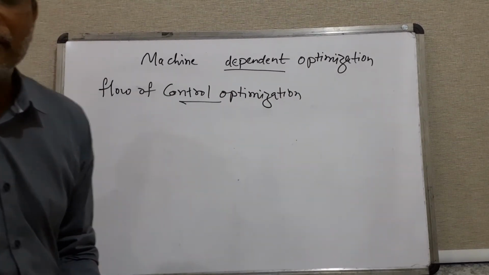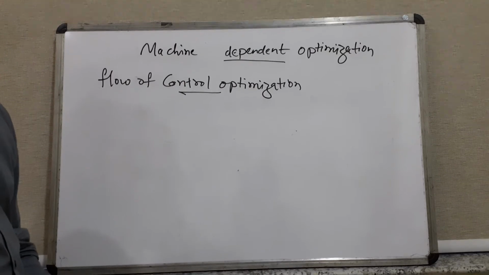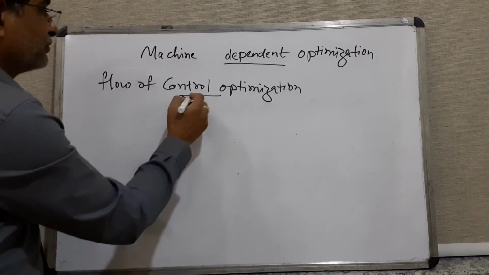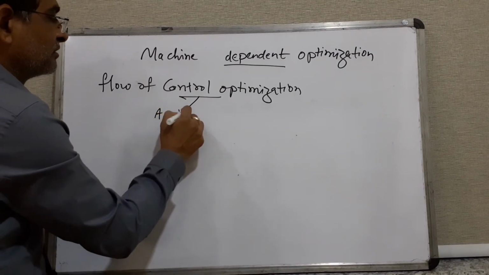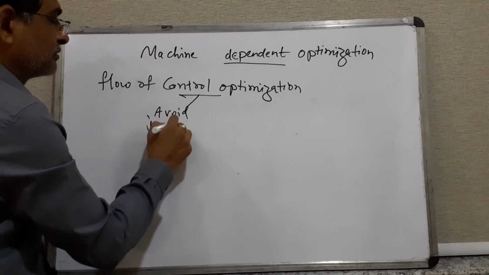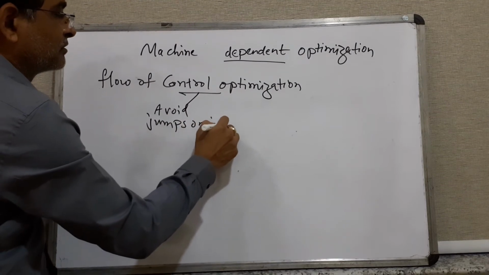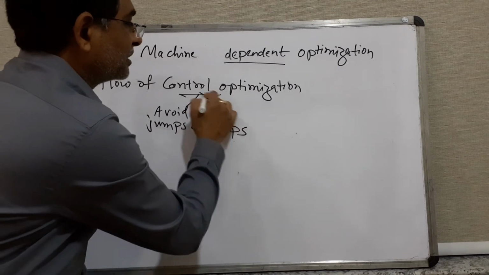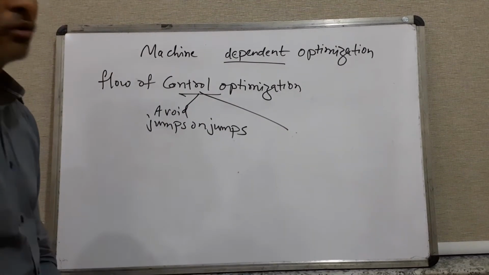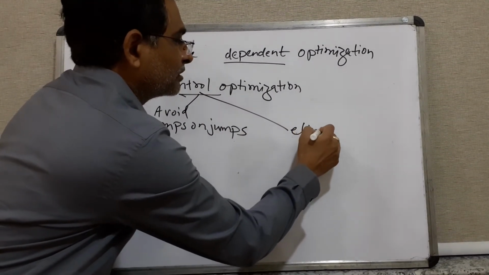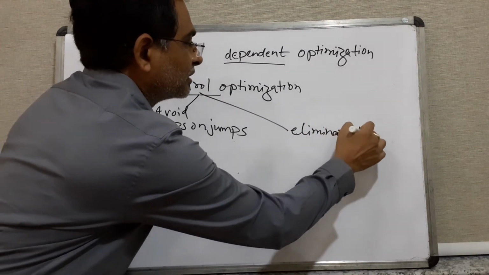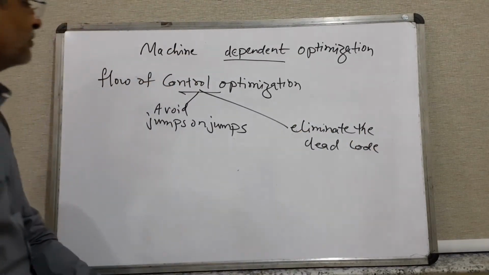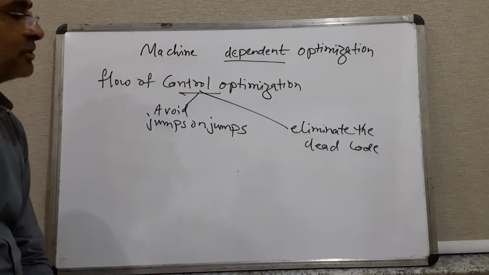Flow of control optimization. What we are supposed to do is avoid jumps on jumps. First is avoid jumps on jumps, and second is eliminate dead code. This is sometimes known as dead code elimination, and we are saying here avoid jumps on jumps.